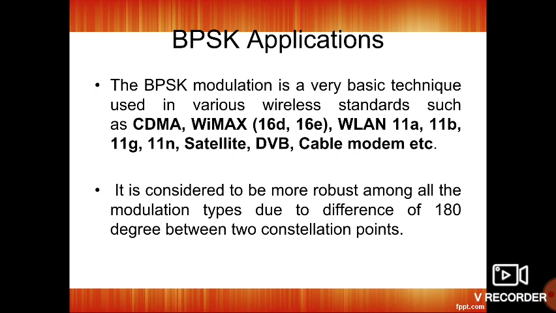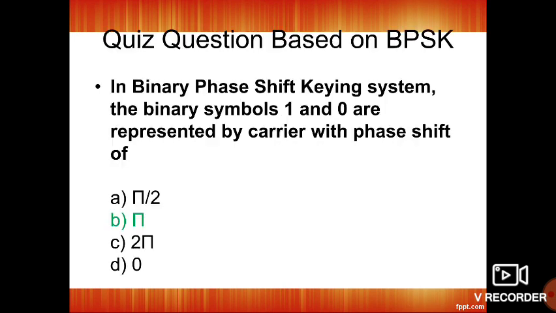The applications of BPSK: it is used in CDMA, code division multiple access, WiMAX in standards 802.16d and 16e, wireless LAN 802.11a, 11b, 11g, 11n, and satellite, DVB, cable modem, etc. It is also the most robust among all modulation types due to the 180 degree phase shift between the constellation points.